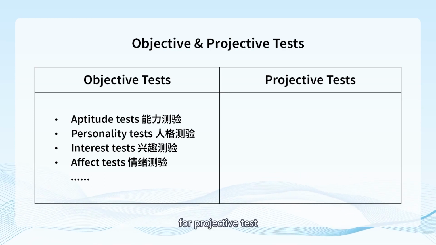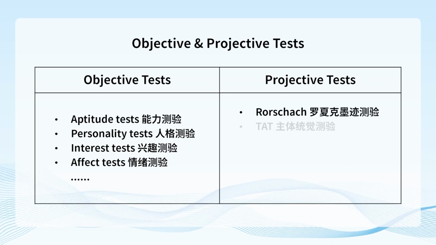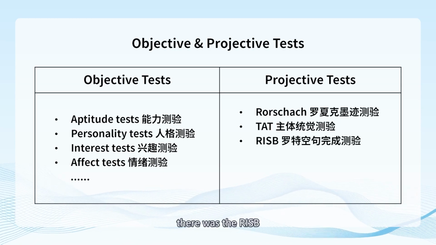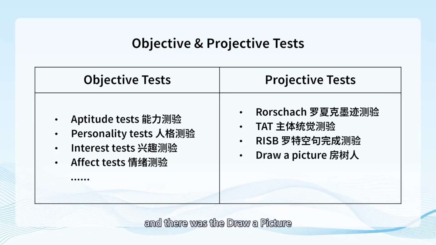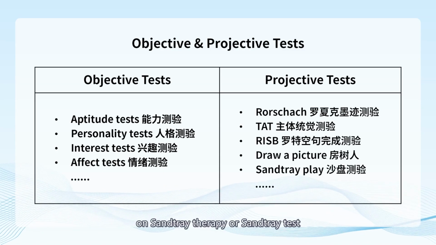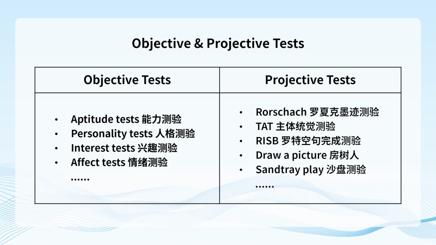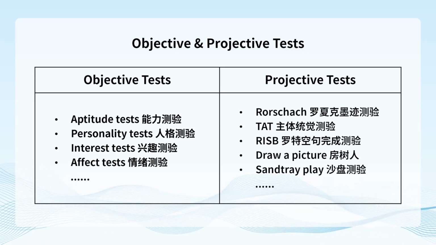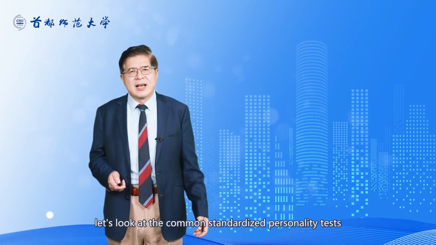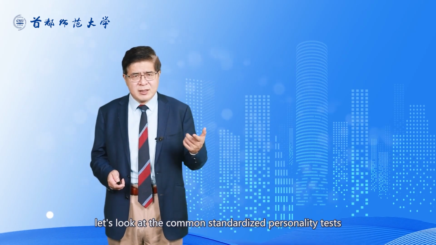For projective tests, there was the Rorschach, the TAT, the RISB, the draw-a-picture test, and the Szondi test. Now, what they are, let's look at them later. Let's look at the common standardized personality tests.